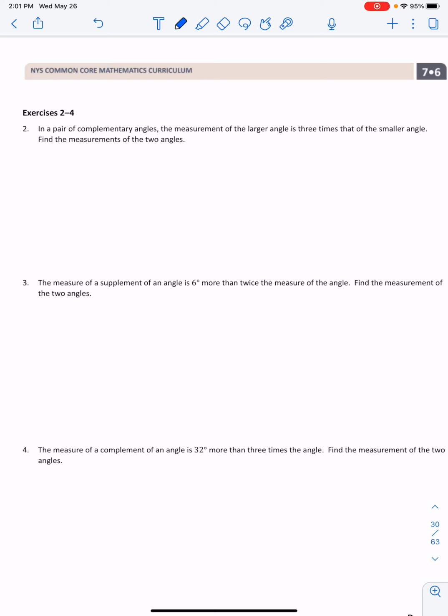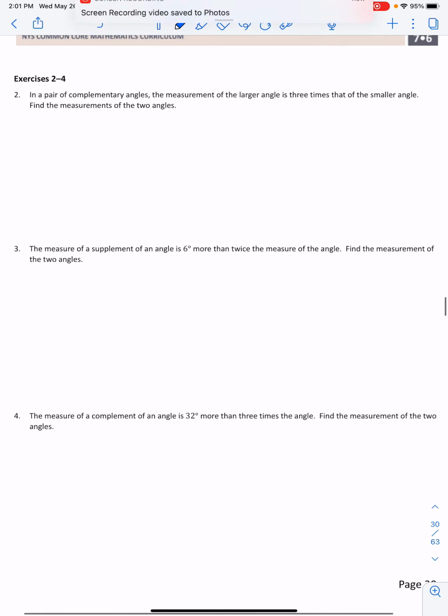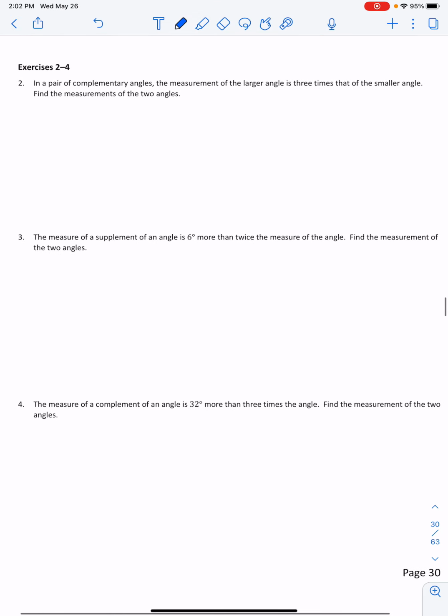This is Lesson 6, Day 2, Complementary and Supplementary Angles. We are going to pick up where we left off from yesterday. So we are going to be working with exercises 2 through 4 first.